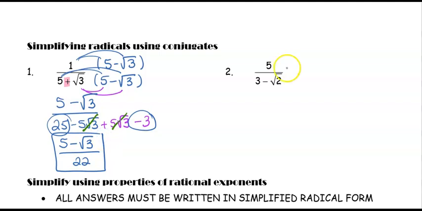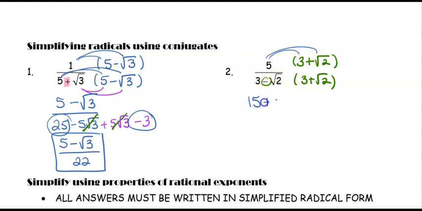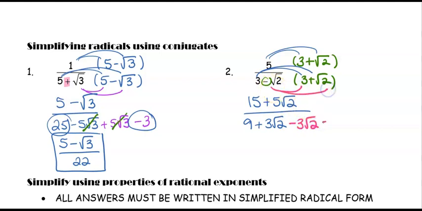So remember, the conjugate is exactly what you have on the bottom. All you do is change the symbol. So for number 2, we multiply the top and bottom by 3 plus root 2. Go ahead and distribute. 5 times 3 is 15 plus 5 root 2. The bottom, 3 times 3 is 9 plus 3 root 2. We distribute the negative root 2, giving me negative 3 root 2 and minus 2, because root 2 times root 2 is just 2. Those middle terms cancel.